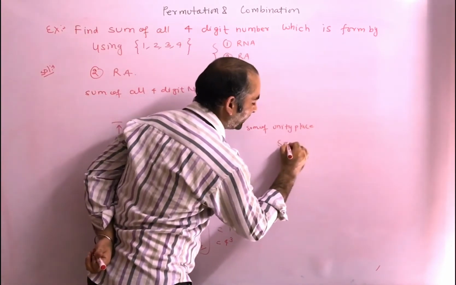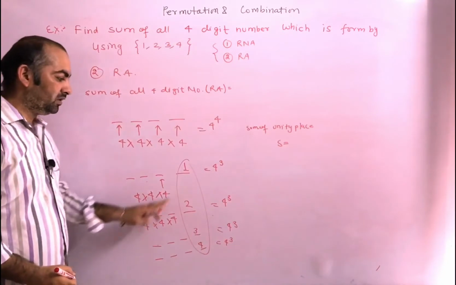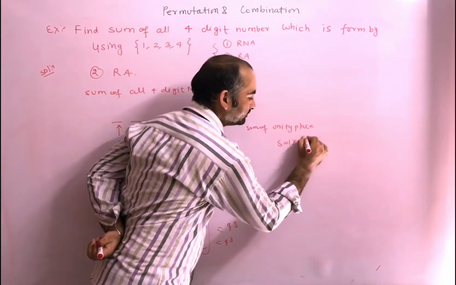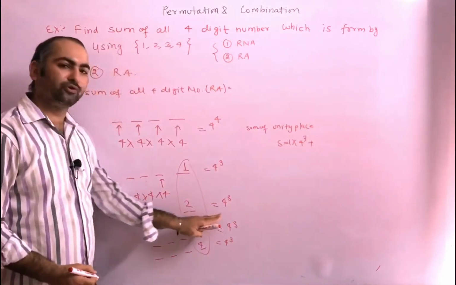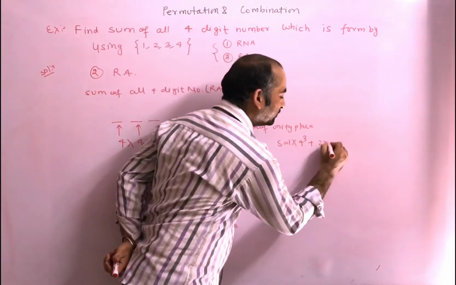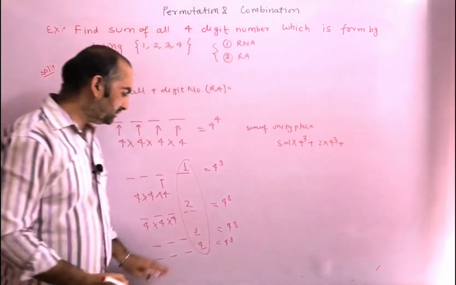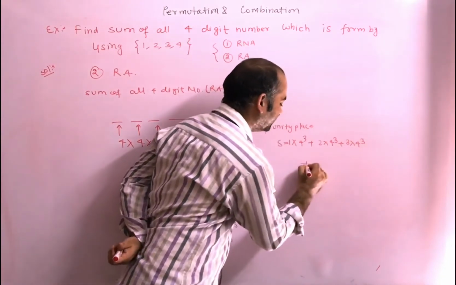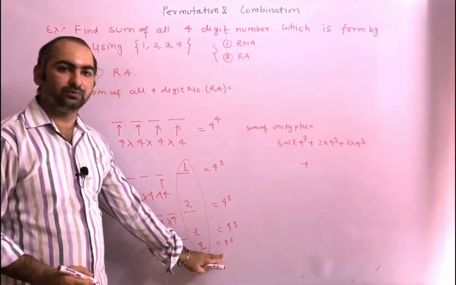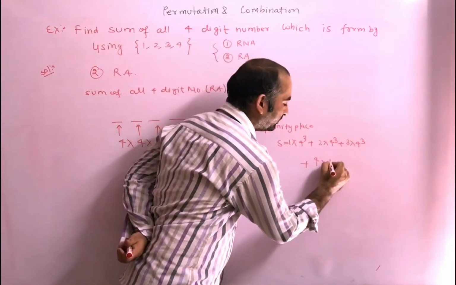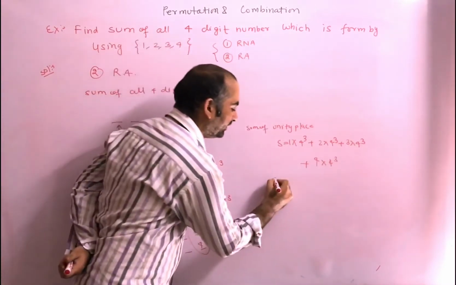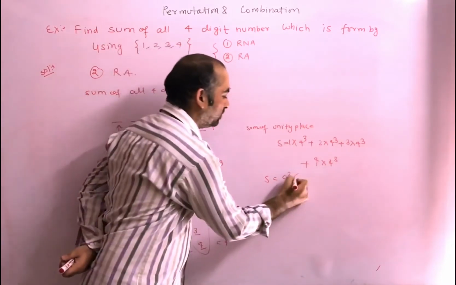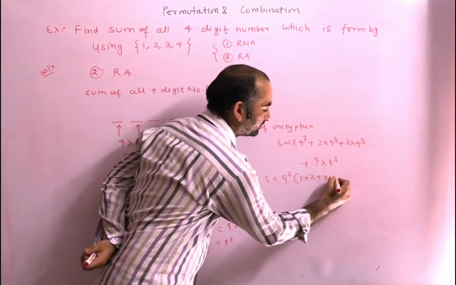Okay, that I'm using what? S. Okay, so S is what? 1 is repeating 4 cube times, so 1 into 4 cube, plus 2 is repeating 4 cube times, so 2 into 4 cube, plus 3 is repeating how many times? 4 cube times, so 3 into 4 cube, plus 4 is repeating how many times? 4 cube times, so what will come? 4 into 4 cube. Okay, we can take 4 cube common, what will come? 1 plus 2 plus 3 plus 4.